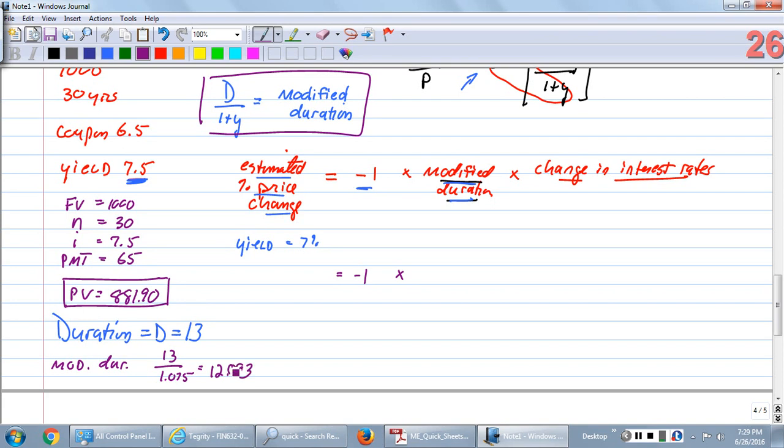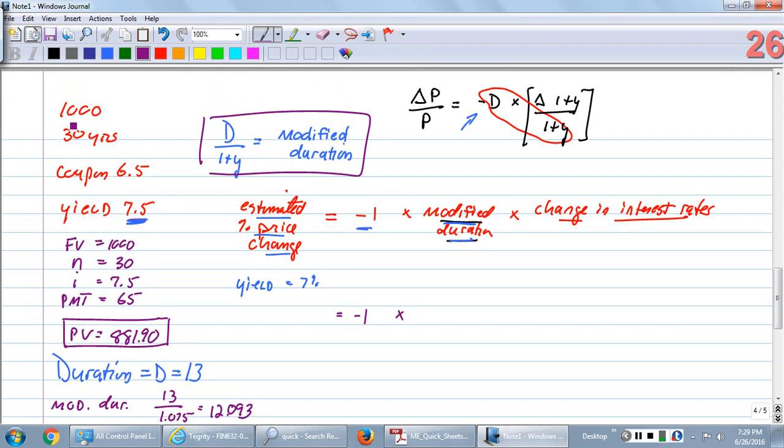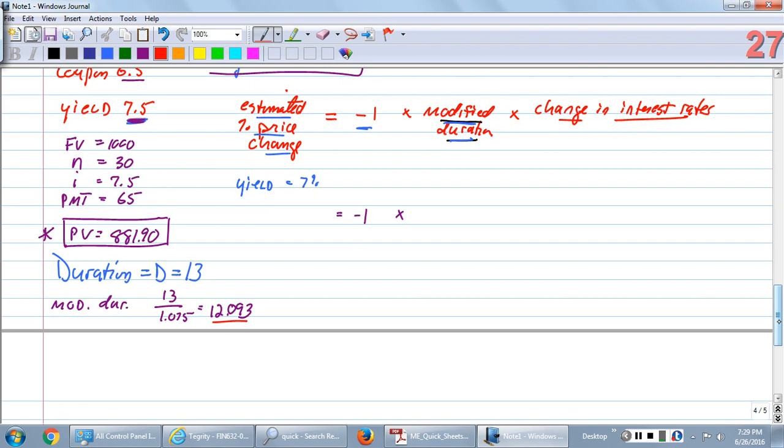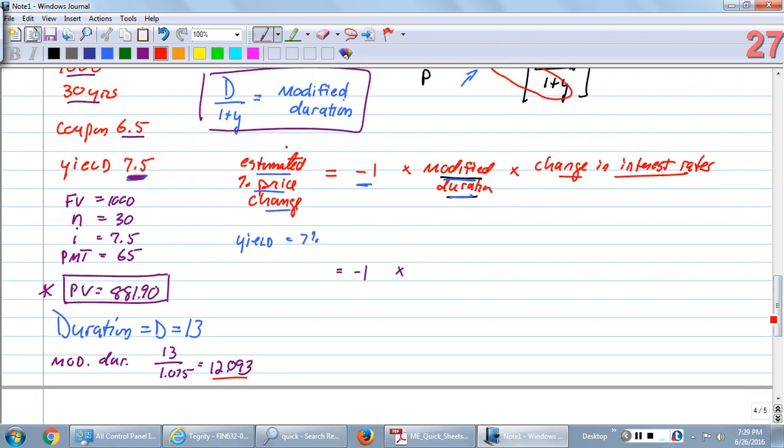12.093. So our bond that we've been working with over on the left, $1,000 par value, 30 years till it matures, 6.5% coupon. It's currently priced to yield 7.5%. We know it's worth $881.90. We also know we solved for duration. It was 13 years. And we also know then that modified duration is equal to 12.093 because that's what modified duration is. It's Macaulay duration divided by 1 plus the yield.